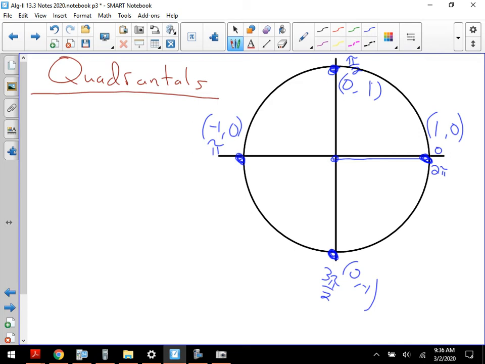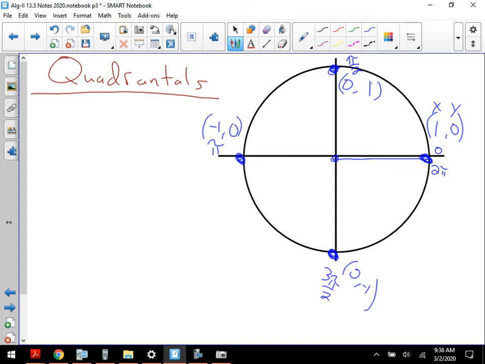What comes first in the alphabet, x or y? What comes first in the alphabet, cosine or sine? Cosine. What's your cosine at 0? 1. What's 1 divided by 1? 1. What's your cosine at 0? 1. What's your cosine at pi over 2? 0. What's your cosine at pi? Negative 1. What's your cosine at 3 pi over 2? 0. And back at 2 pi, you're at 1.